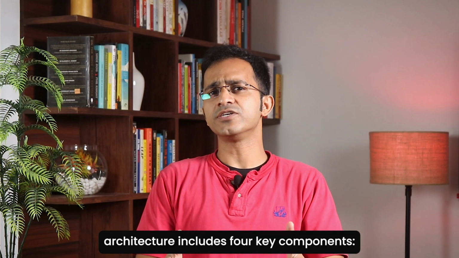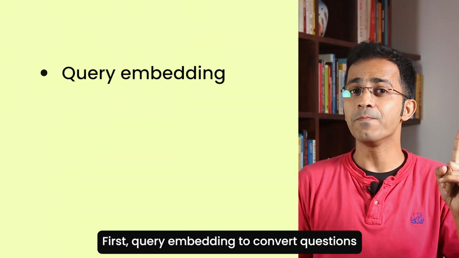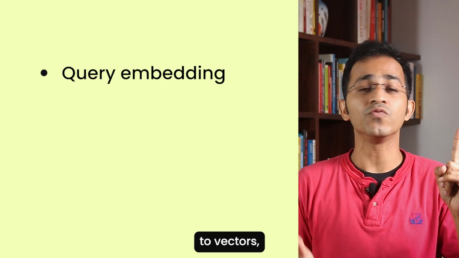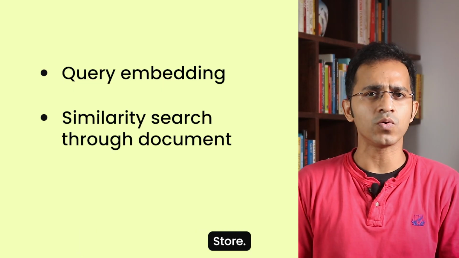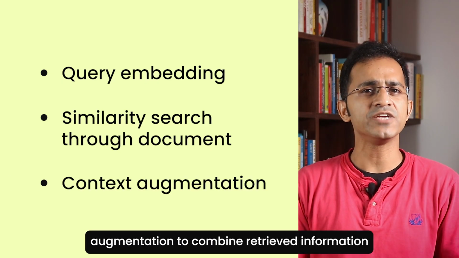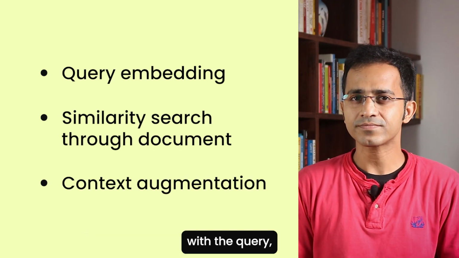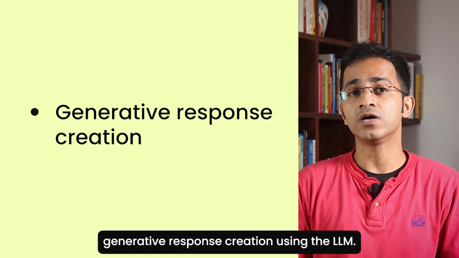The RAG architecture includes four key components. First, query embedding to convert questions to vectors. Second, similarity search through your document store. Third, context augmentation to combine retrieved information with the query. And fourth, generative response creation using the LLM.